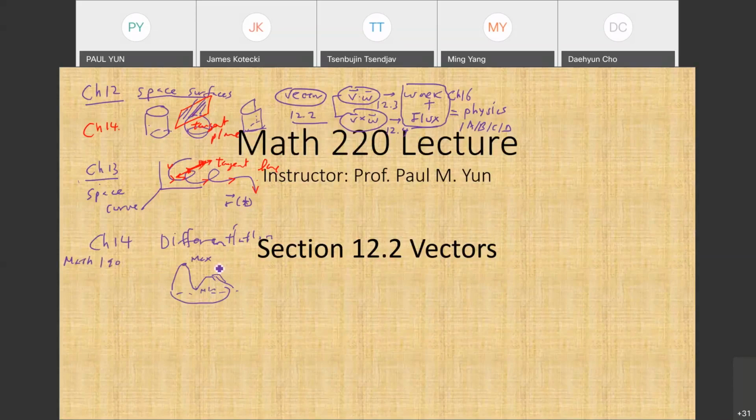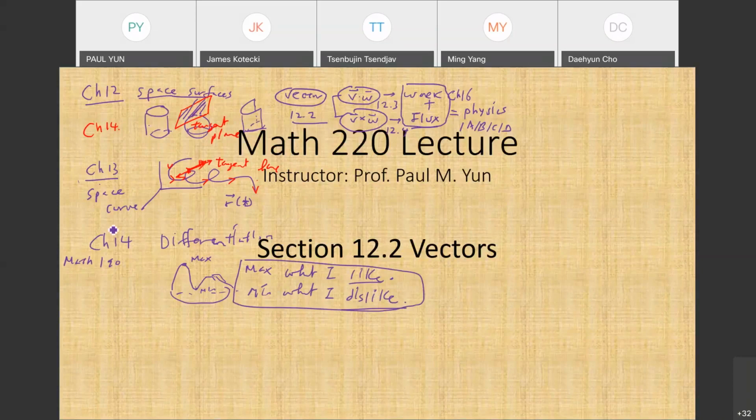Find maximum, minimum. Optimize: maximize what I like, minimize what I dislike. What is the thing you like? Something like profit, right? What you dislike, like expense. Optimize. I think that's 190 in chapter 14. Make sense?